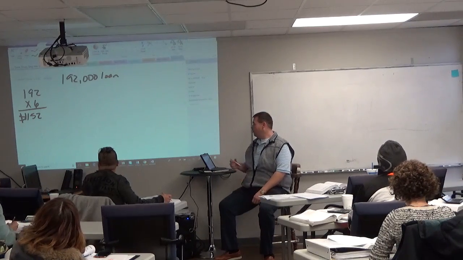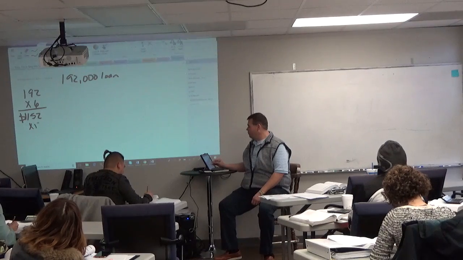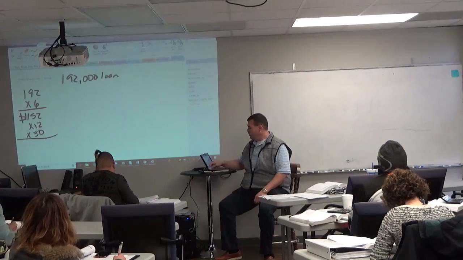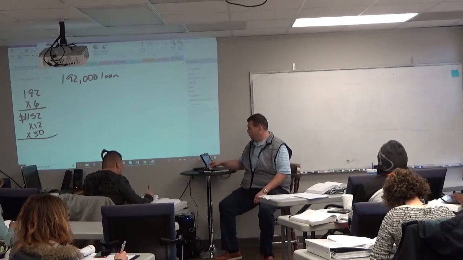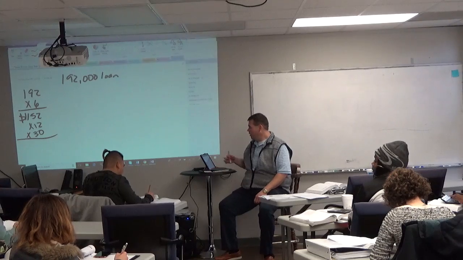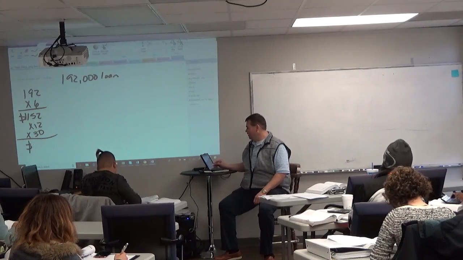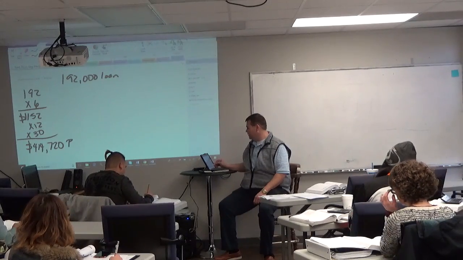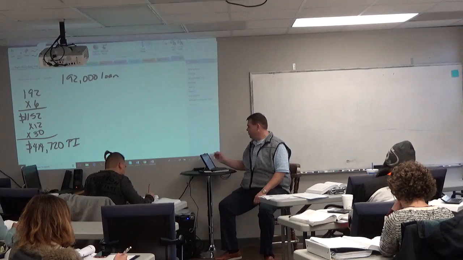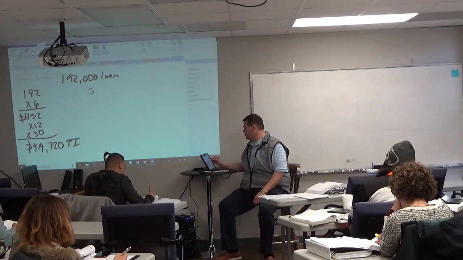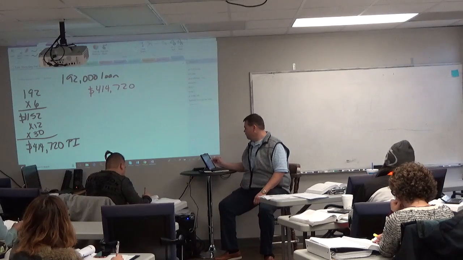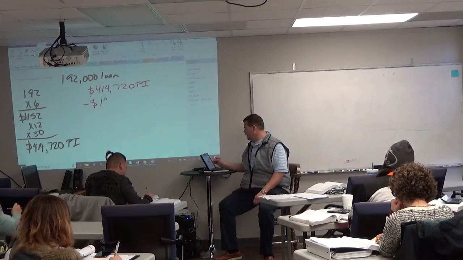All right? So we're paying that 12 times a year, but now we're paying it for what? 30 years. So when we do 1152 times 12 times 30, we get a whopping $414,720 in principal and interest. We're going to do the same thing we did previously. We want to subtract out the loan amount, right? 414,720 PI minus the original principal amount of 192.